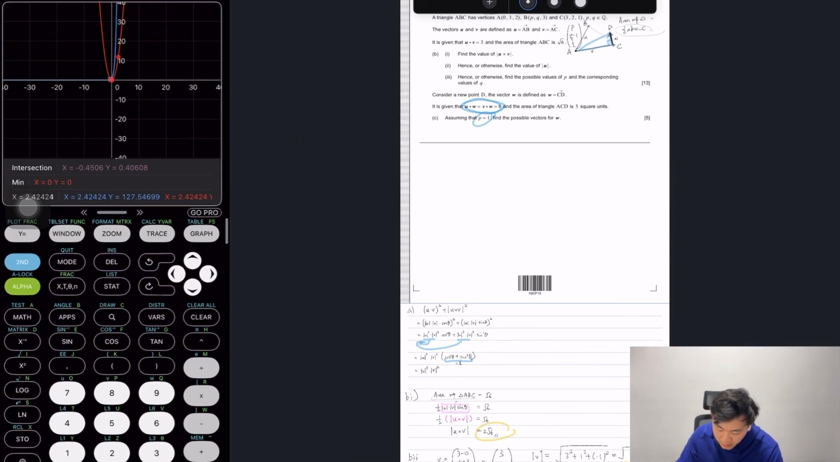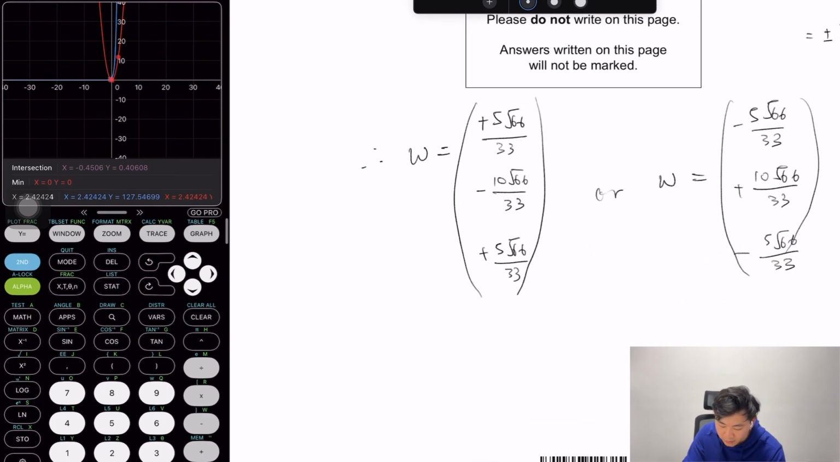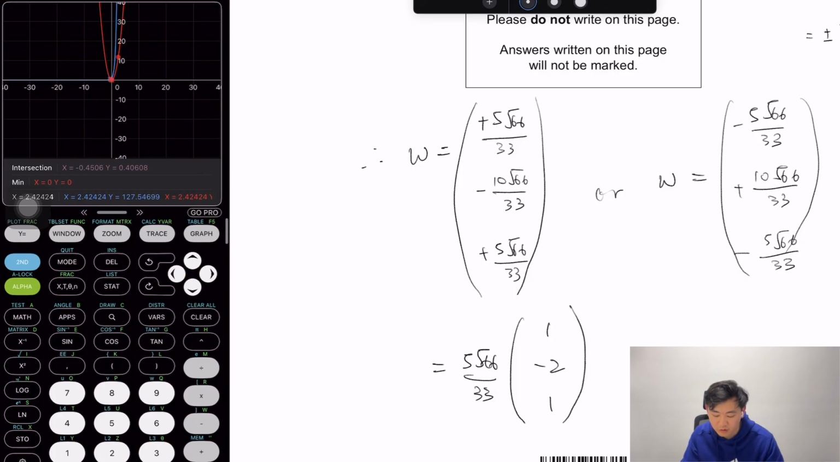And of course, you can factorize each of them out, which is 5 root 66 over 33 times (1, -2, 1), like this, okay? Which is the plus or minus version of that.